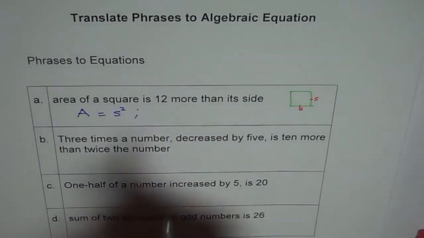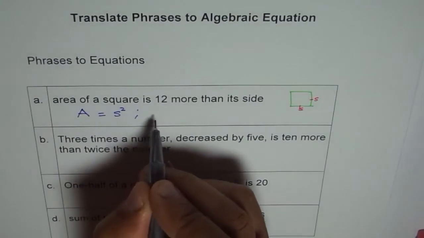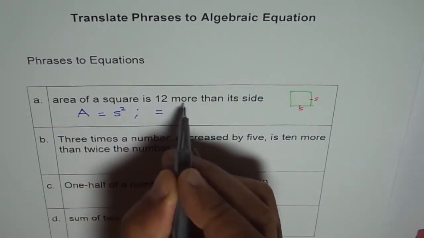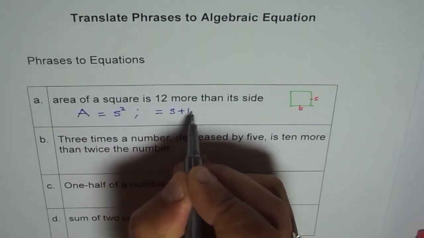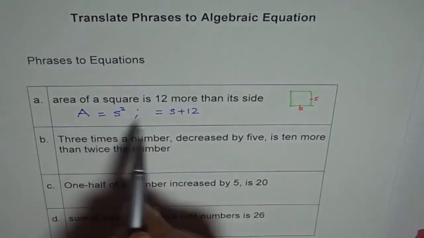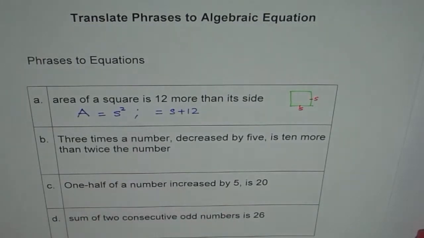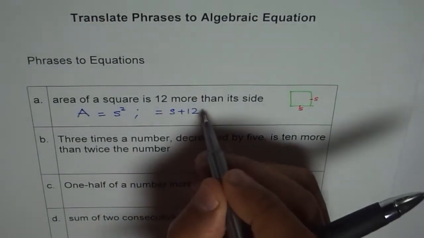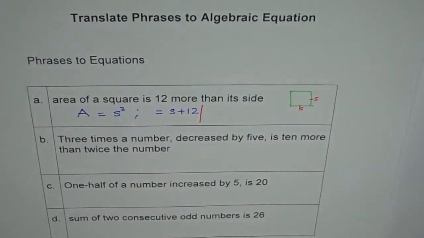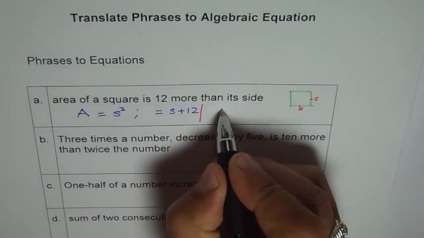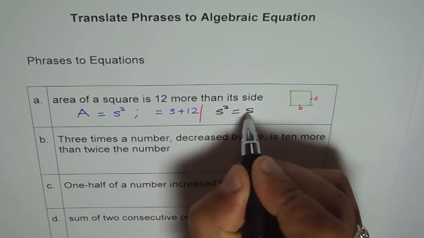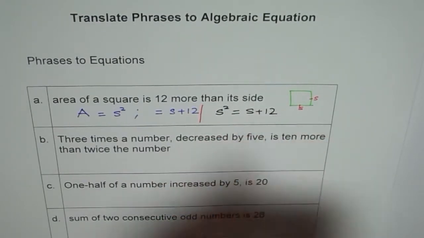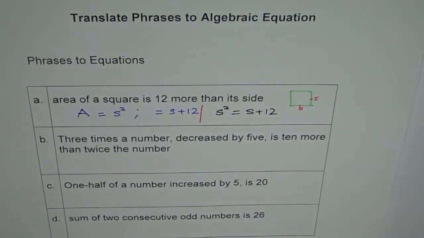And second, they say, well, area of square is also equal to 12 more than its sides. So side is s. So it's like s plus 12, right? So both are areas, so we write one equation relating the two. And the equation becomes s squared is equal to s plus 12. Do you see that? That is how we found our equation.